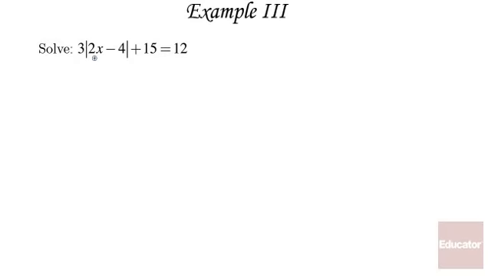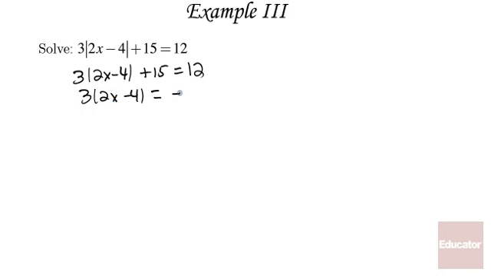Example 3. Again, my first step is to isolate the absolute value expression on the left side of the equation. I'm going to start out by subtracting 15 from both sides, and that's going to give me negative 3 on the right. Now I want to divide both sides by 3, and that's going to give me the absolute value of 2x minus 4 equals negative 1. And I don't even need to go any farther.